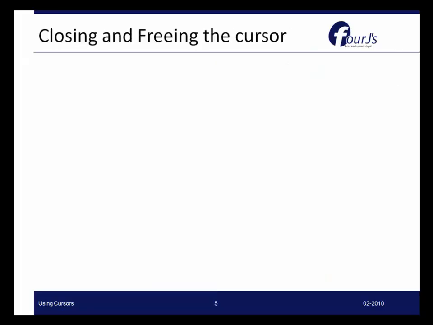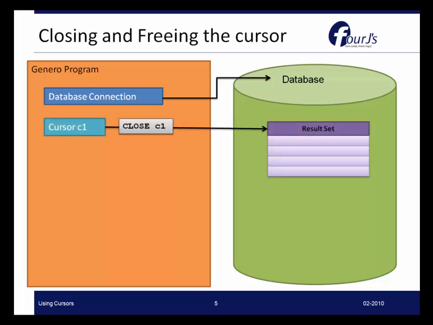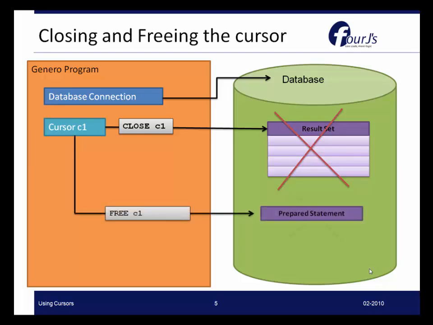Now we can also close and free the cursor. So if we wanted to close the cursor, closing the cursor would release the resources allocated to the result set. So if we close C1, we are releasing the result set. Now at this point we could open the cursor again, which would execute that prepared statement again and create a new result set. So we can reuse the declared cursor by reissuing an open statement. Now when we execute the free statement, it will release resources allocated to the prepared statement. So once we've freed a cursor, we cannot reopen it. We'd have to declare it once again.